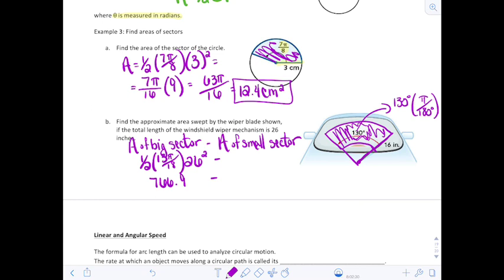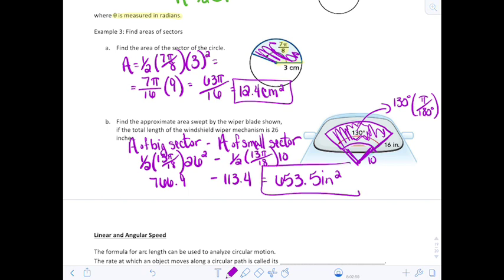The small sector down below is going to be 1/2, again, 13 pi over 18. And the radius there is just 10, just this little piece. So 10 squared. When we do the math on that, we get 113.4. And when I subtract those two areas, the difference is 653.5 square inches, and that will give us the area that is cleaned by the wiper blade.